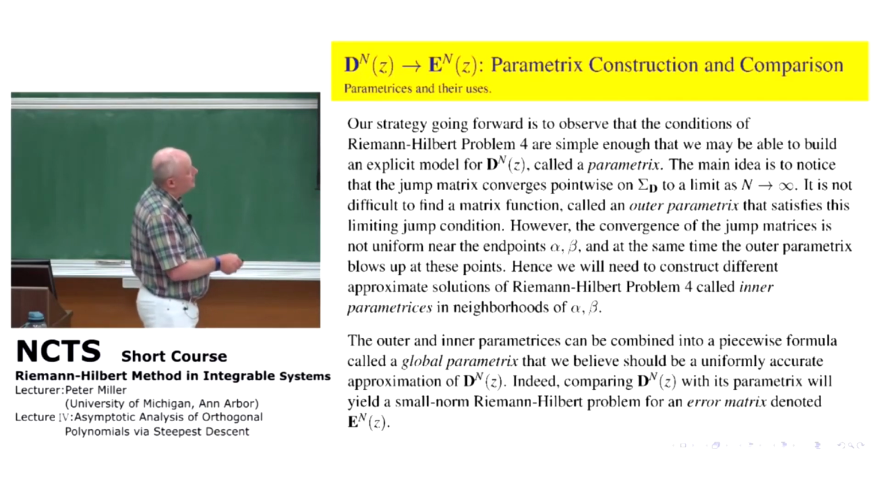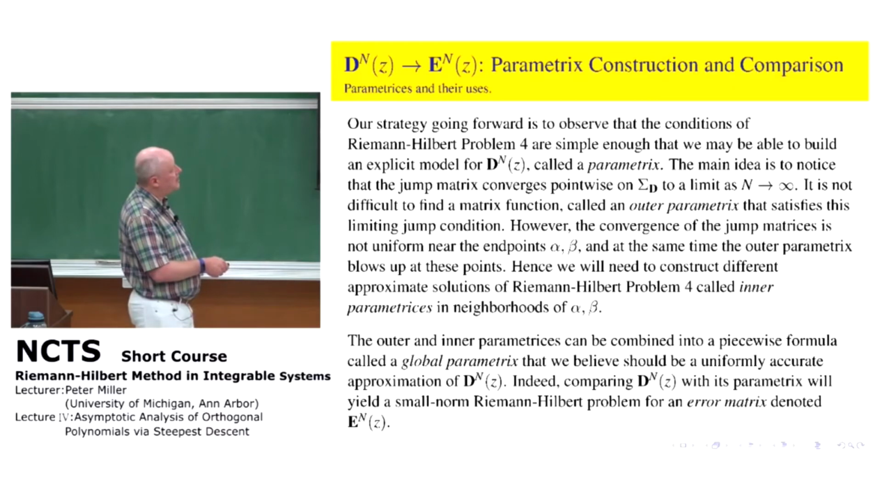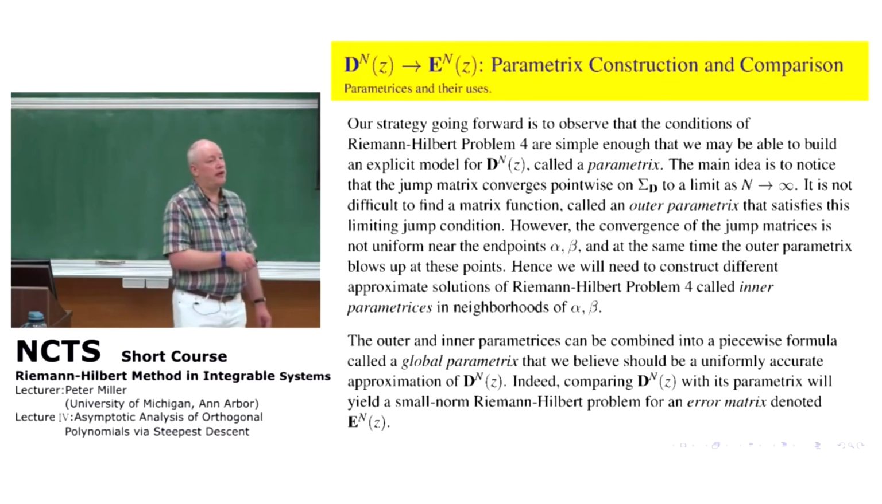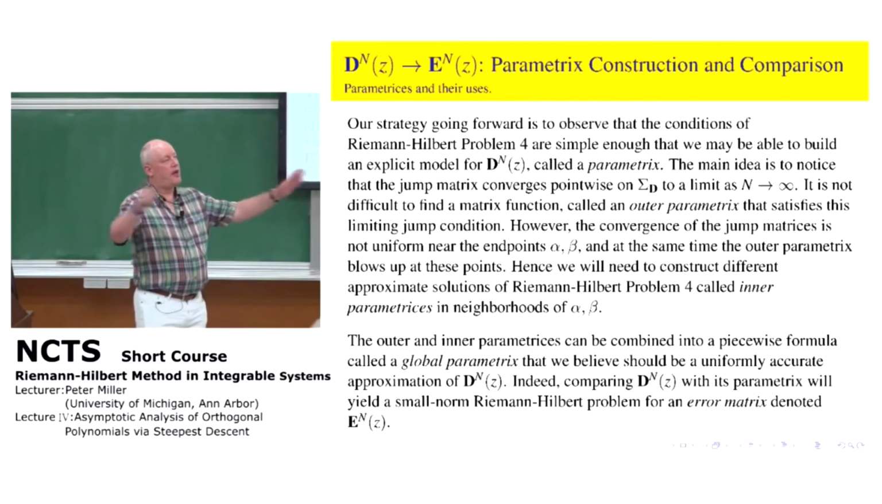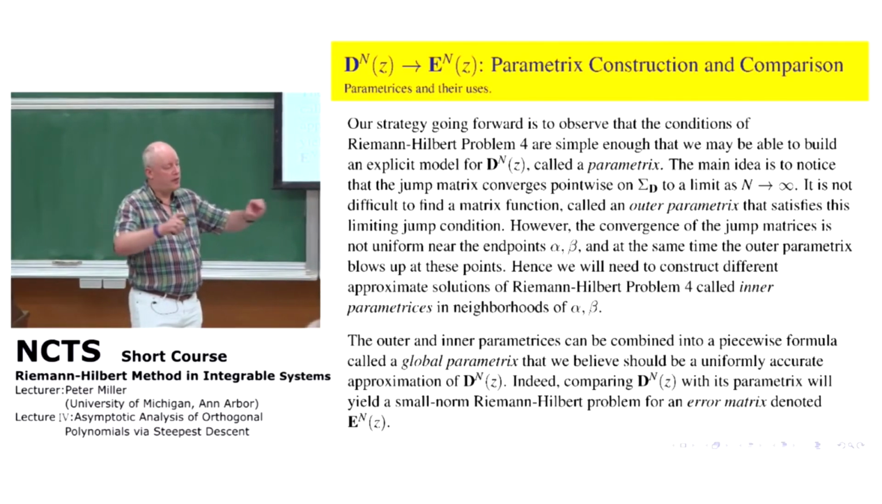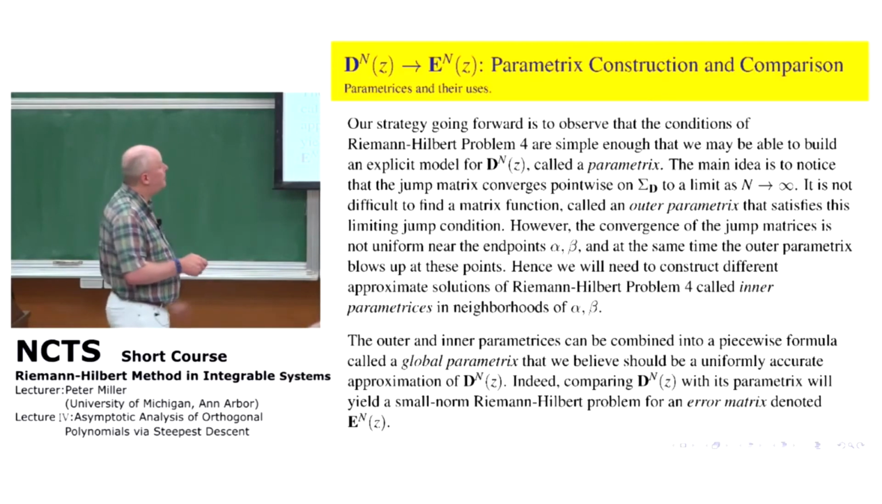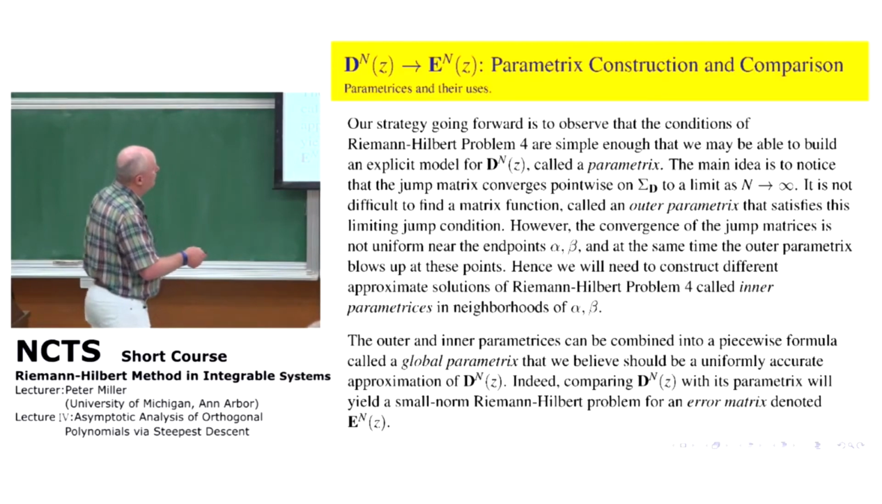And at the same time, as you'll see, the outer parametrix is going to have a singularity at alpha and at beta. So what we're going to need to do is to construct some different approximate solutions of the Riemann-Hilbert problem for D close to alpha and beta, and we'll call those inner parametrices. So we're using sort of the language of boundary layer theory here. We're thinking that there's an outer flow which is kind of away from all the sort of interesting stuff, and then there's some boundary layer things, which are like inner expansions close to these points, alpha and beta. Those are like the boundary layers, okay?